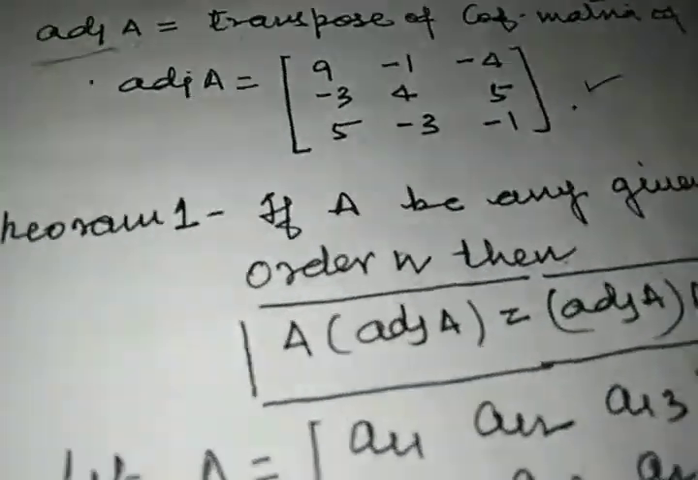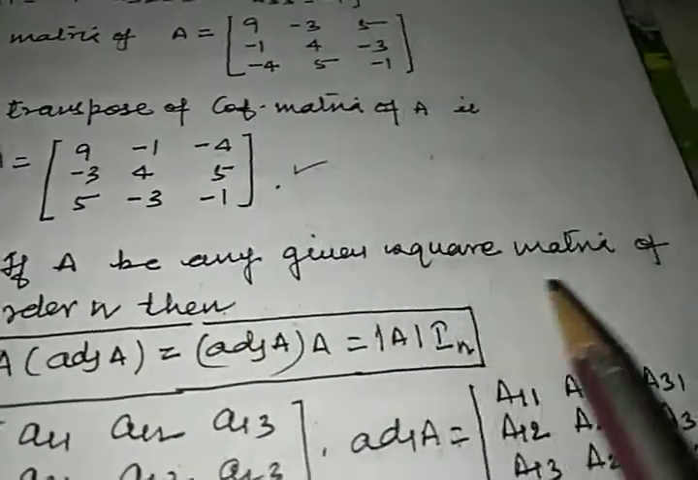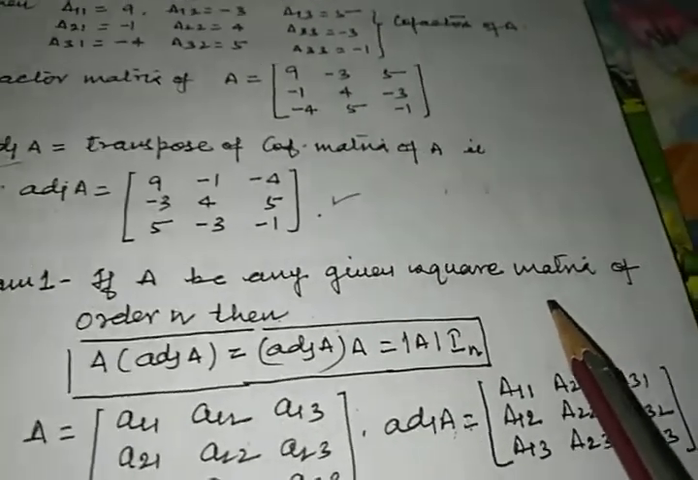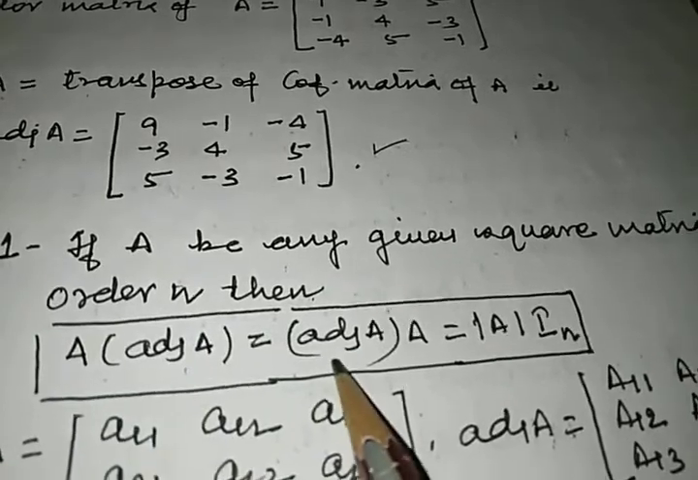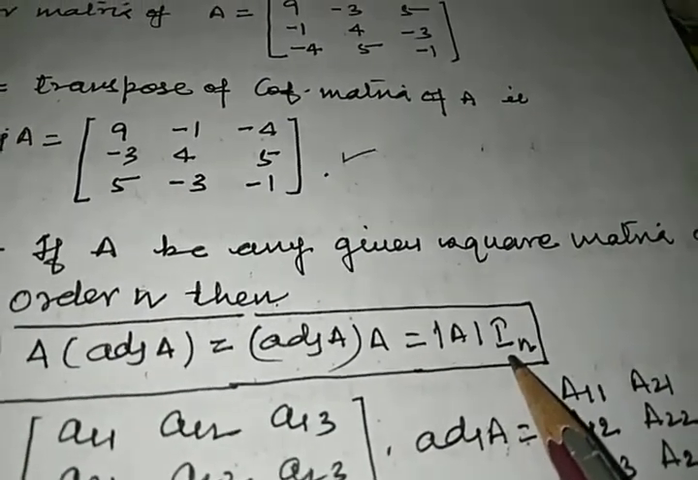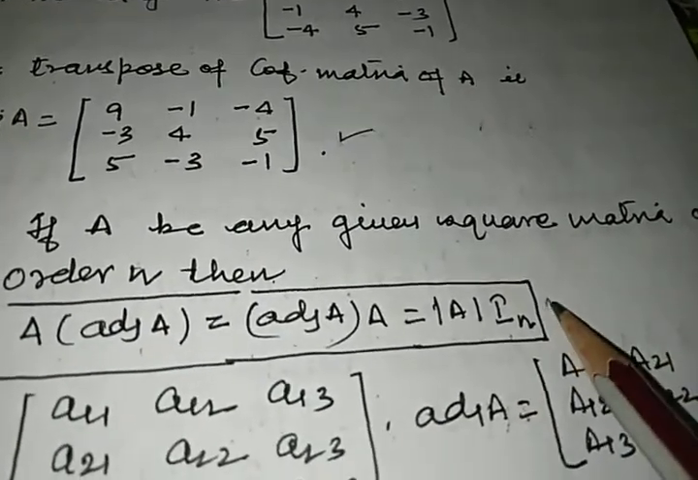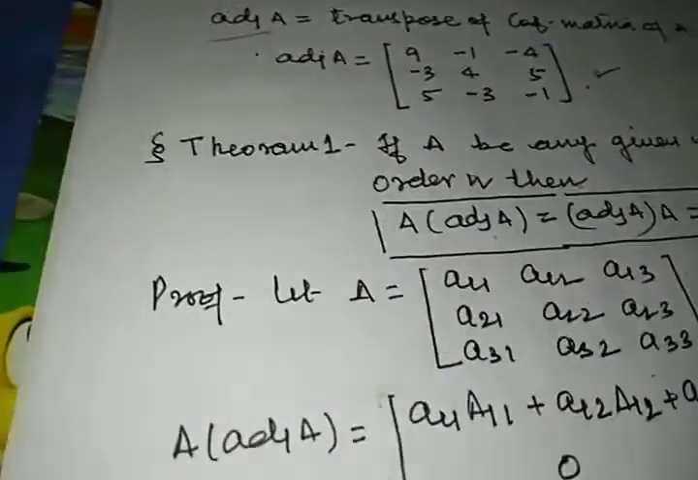Now this is one theorem here, very important. If A be any given square matrix of order n, then in that case A into adjoint A is equal to adjoint A into A, which is equal to determinant A into I. Just remember it, it will be useful in the numerical problems. So verification we have done here.